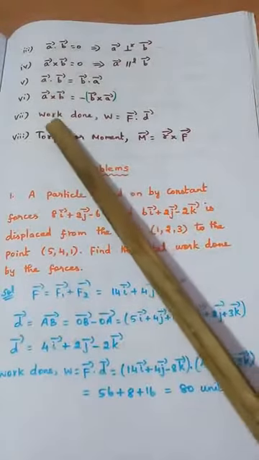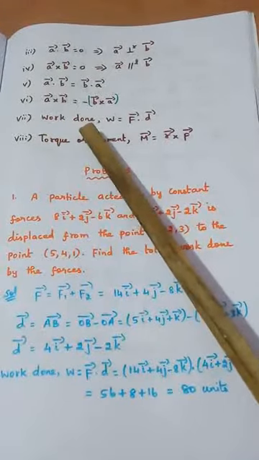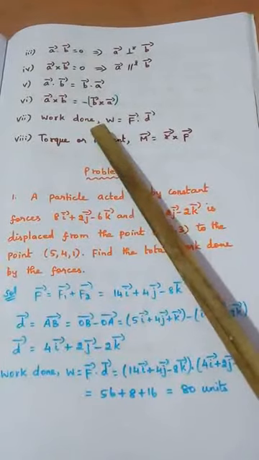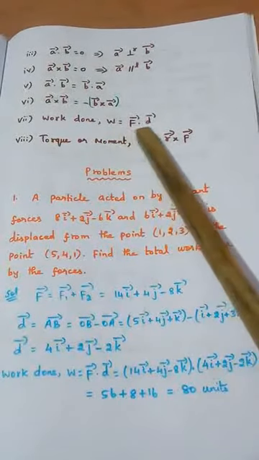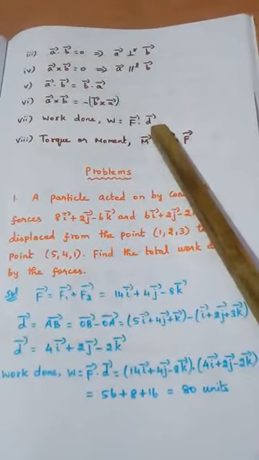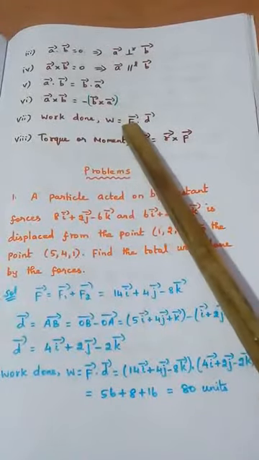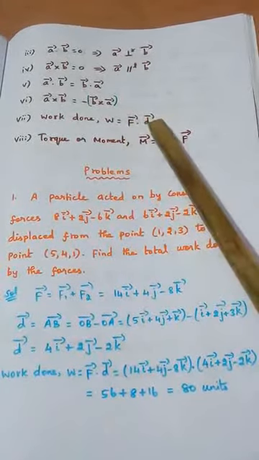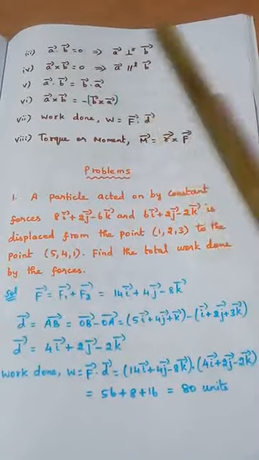And the other formula is the formula for work done. We can calculate work done using a vector formula, that is W is equal to F vector dot D vector. This is called the work done formula. F vector means force vector, D vector means displacement vector.